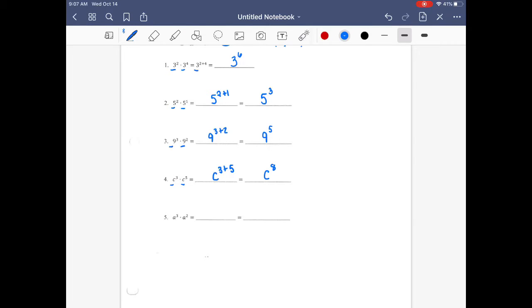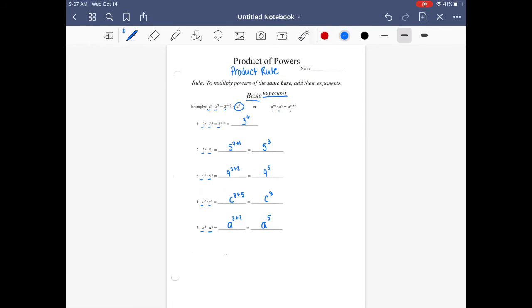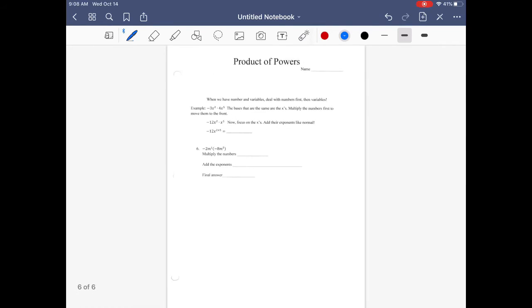Our last example on this page, number 5, shows that we have base a to the 3rd times a to the 2nd. So again, we're combining those two base a's into one. We are adding our exponents, 3 plus 2. So our final answer is going to be a to the 5th. Now we're going to go to the next page and view more complicated examples.